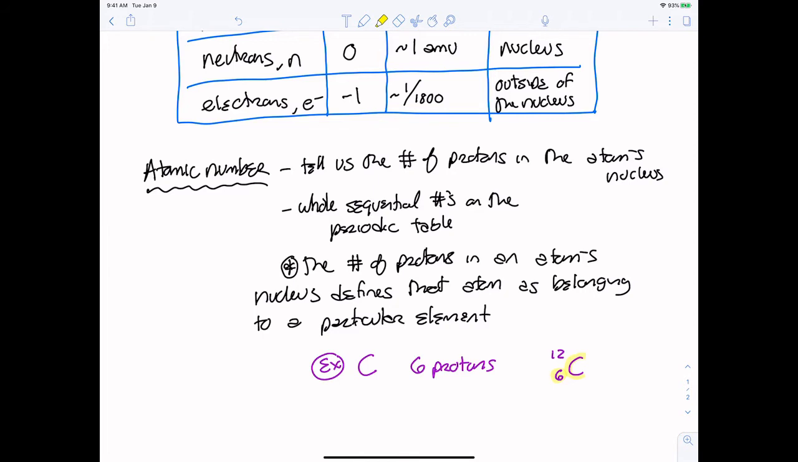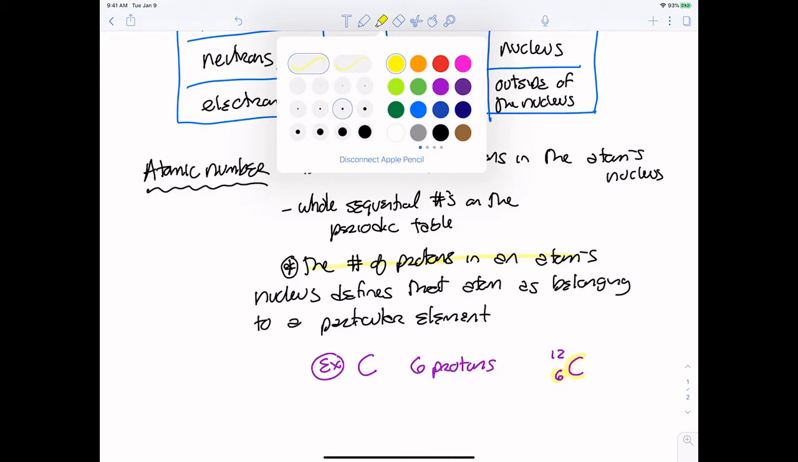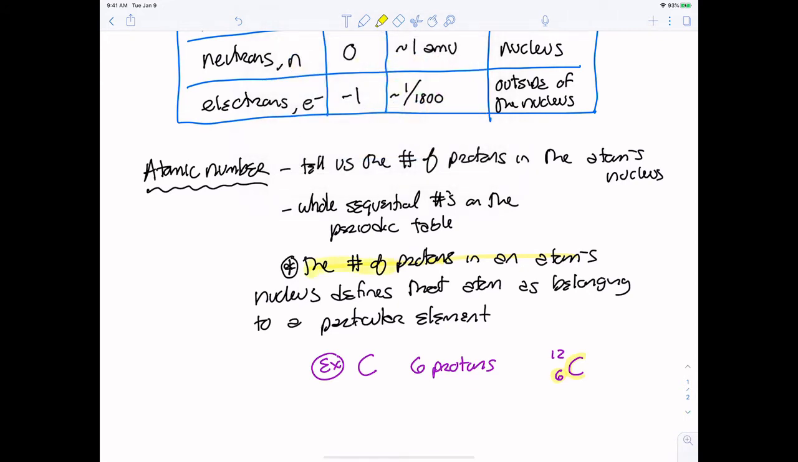So again, the number of protons, let's make my highlighter bigger here. The number of protons in an atom's nucleus defines an atom as belonging to a particular element. We can change the number of neutrons, we end up with isotopes. We can change the number of electrons, we end up with ions. You change the number of protons, you change what it is.